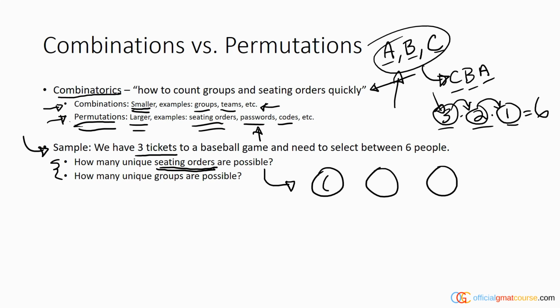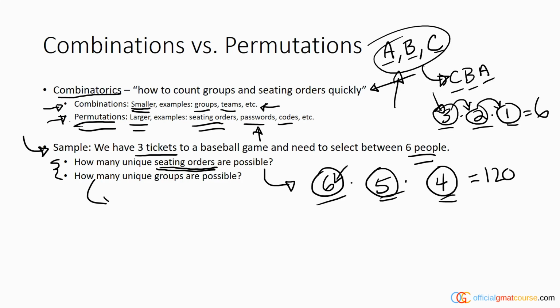Well, in the first seat, we could have any of the 6 people. In the second, we could have any of the remaining 5. And in the final seat, we could have any of the remaining 4. You multiply these together, and they will give you the total number of seating orders that are possible for 6 people in 3 spots. And that is 5 times 4 is 20, times 6 is going to be 120.